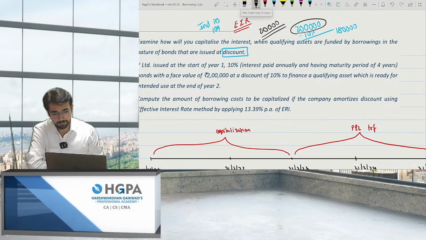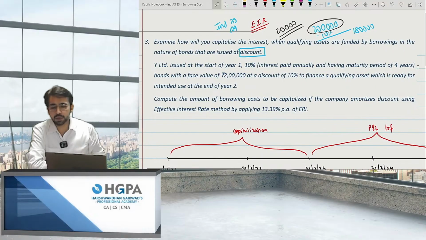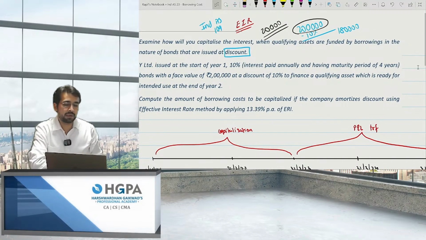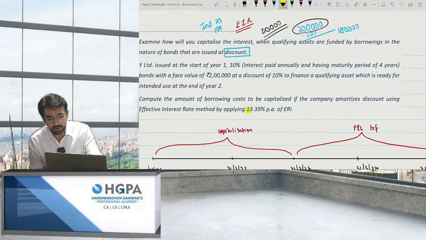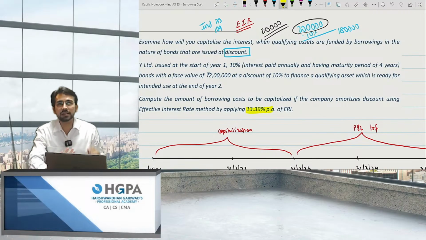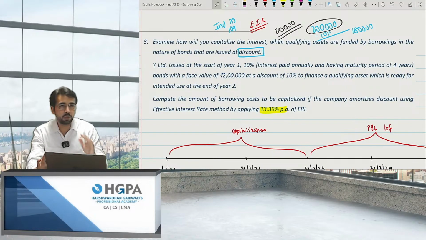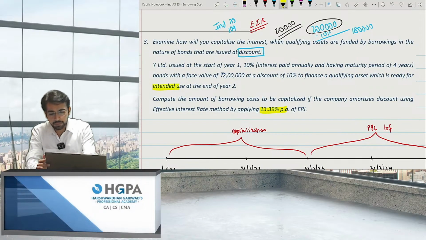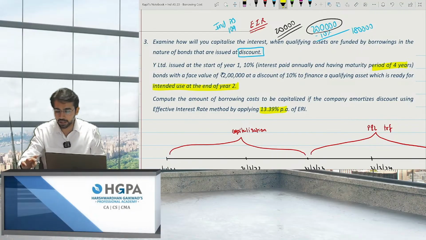What do you mean by this? I'll read further. To finance the qualifying asset at the end of year 2, compute the amount of borrowing cost to be capitalized if the company amortizes using an effective interest rate of 13.39%. Now, how to calculate this? This will be learned in IND AS 109, right? How to calculate the effective rate. But over here, they have clearly told that the qualifying asset will be completed at the end of year 2. The life is 4 years, but it will be completed at the end of year 2.